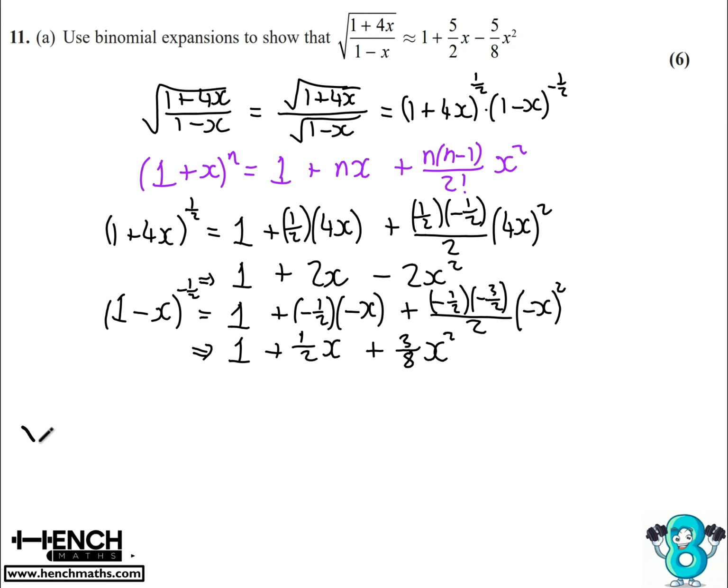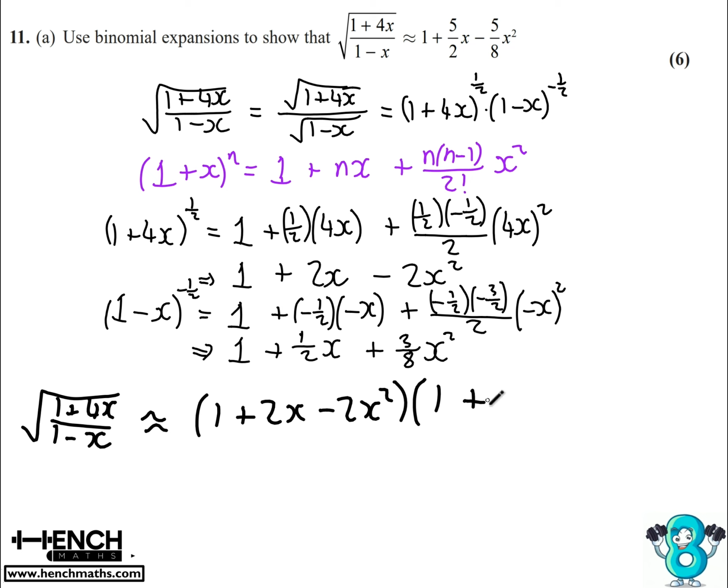So therefore our original expression, 1 plus 4x, all divided by 1 minus x all square rooted, is going to be approximately equal to these two things we've just calculated multiplied by each other. So 1 plus 2x minus 2x squared multiplied by 1 plus a half x plus 3 over 8 x squared. Now when I'm going to multiply this out, we're only going up to x squared, so we can ignore the x cubed things. So when expanding this, what I'm going to do is layer my answer.